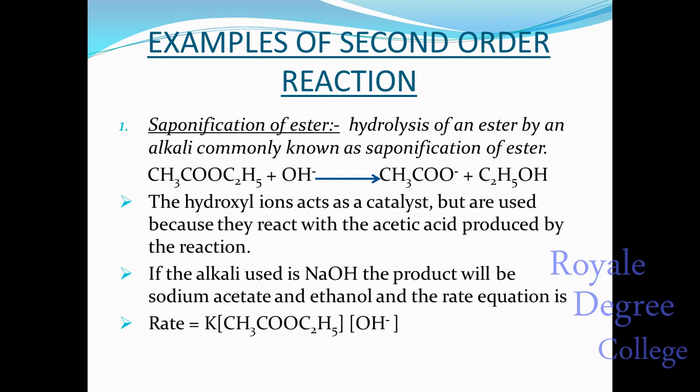And the rate equation is like this. Rate is equal to K, the constant, times the molar concentration of ethyl acetate, times the molar concentration of OH minus.